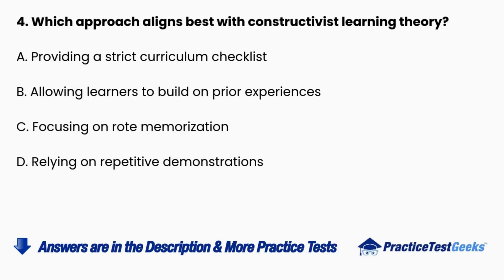4. Which approach aligns best with constructivist learning theory? A. Providing a strict curriculum checklist. B. Allowing learners to build on prior experiences. C. Focusing on rote memorization. D. Relying on repetitive demonstrations.